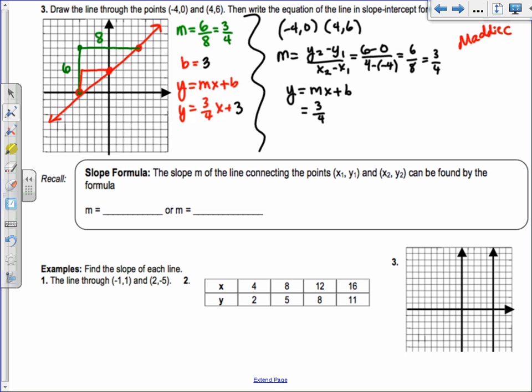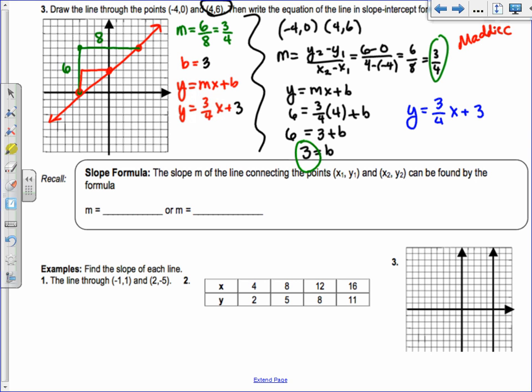All right, so you can plug in any point in for your x and y, though. So any point on the line will satisfy that equation. So you can plug in x is 4 and y is 6. So you get 3/4 times 4, so 3. Oh, whoops. 6. So 6 equals 3 plus b. Subtract 3 from both sides, so you get 3 equals b. And then put it all together. Now you have your m, you have your b. So your equation is y equals 3/4 x plus 3. And that's it.